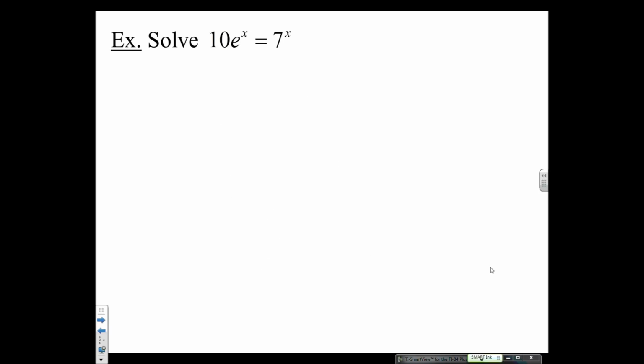Let's try another one. Let's try 10e to the x equals 7 to the x. Now, we could start this problem the same way we did the last one. We could move the e to the x to the other side. But rather than doing that, why don't we just take the natural log now? Natural log of 10e to the x equals the natural log of 7 to the x. On the right side, no problem. We can bring that x out in front. So this is x times the natural log of 7.